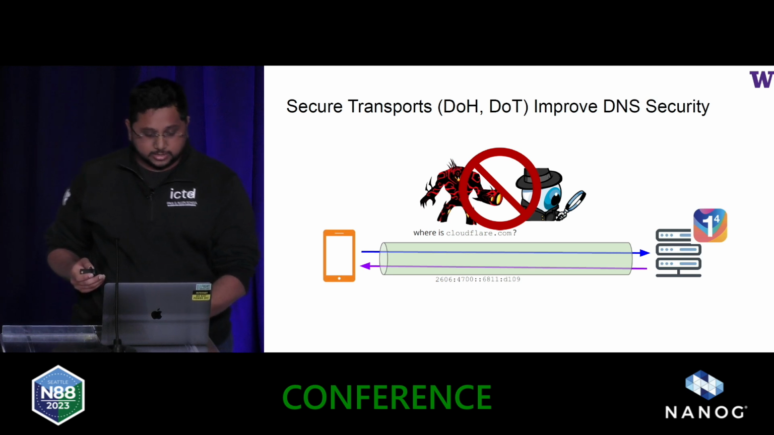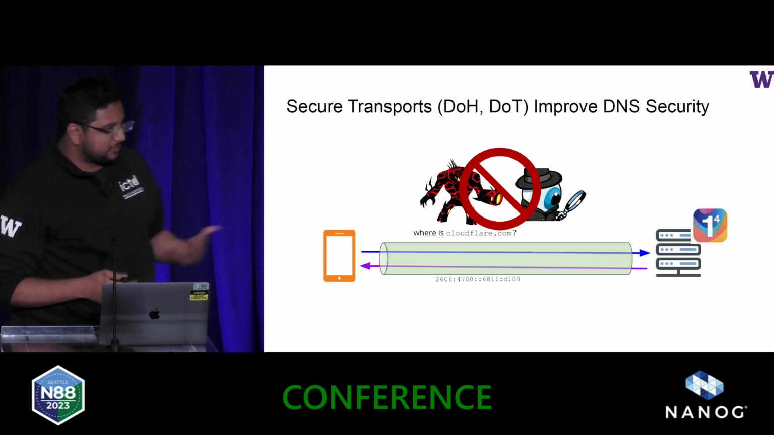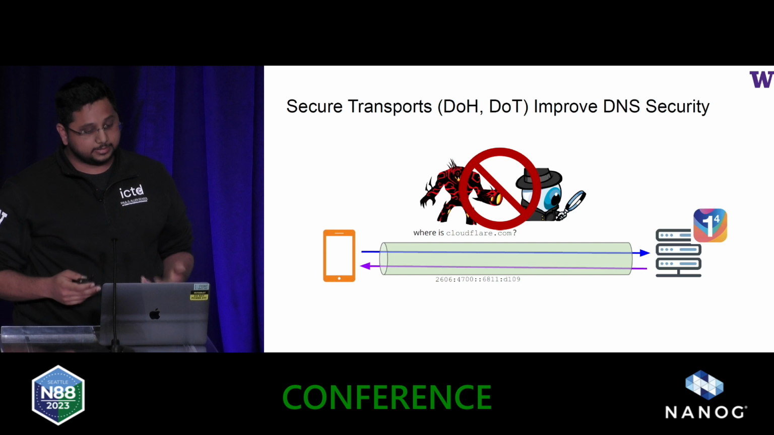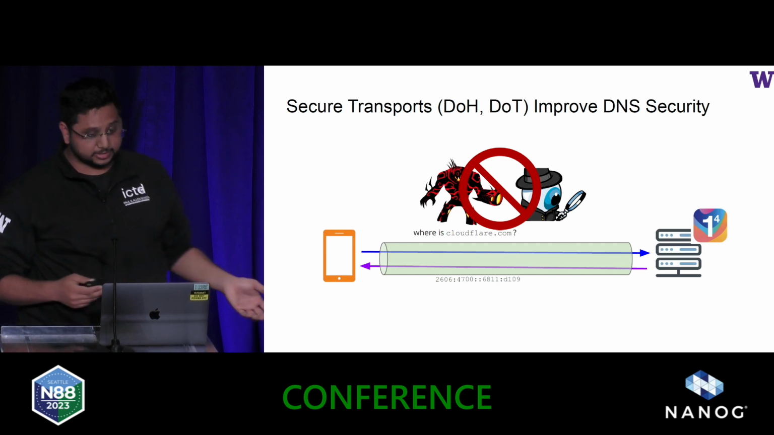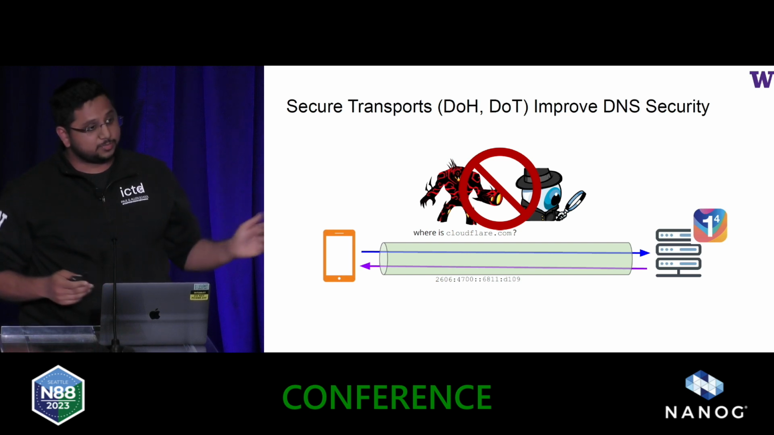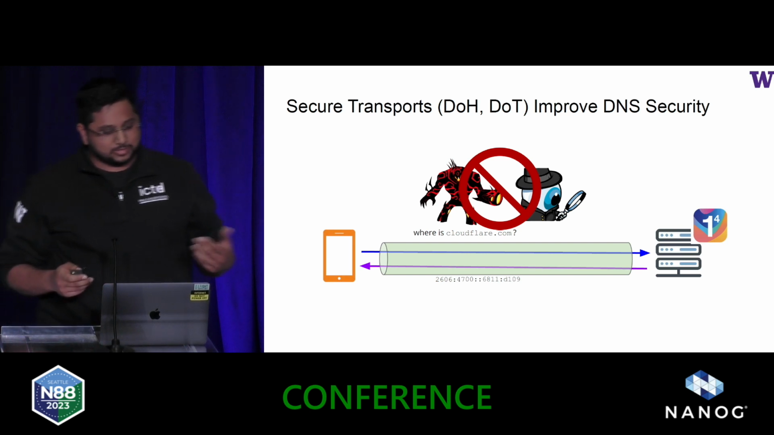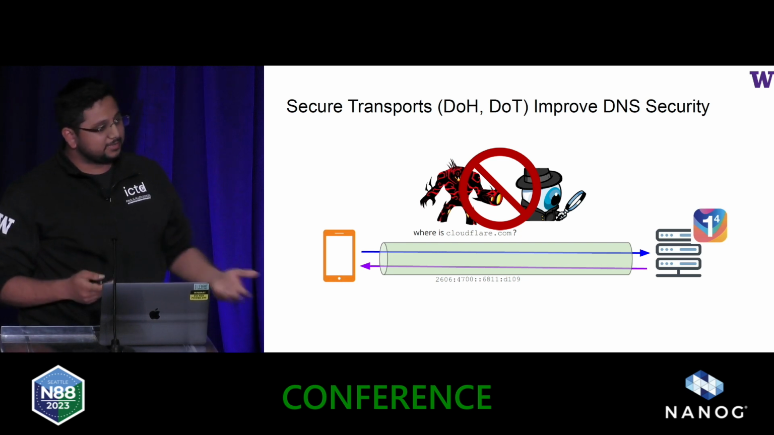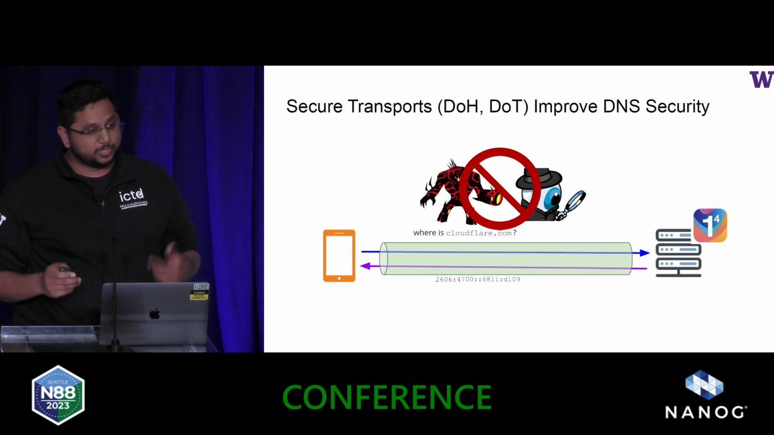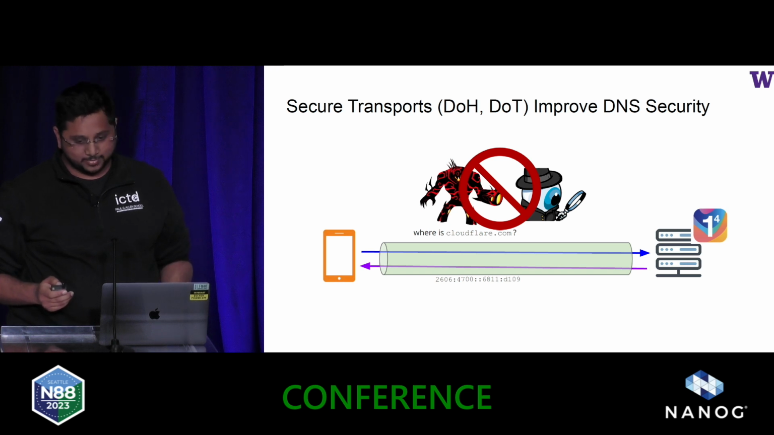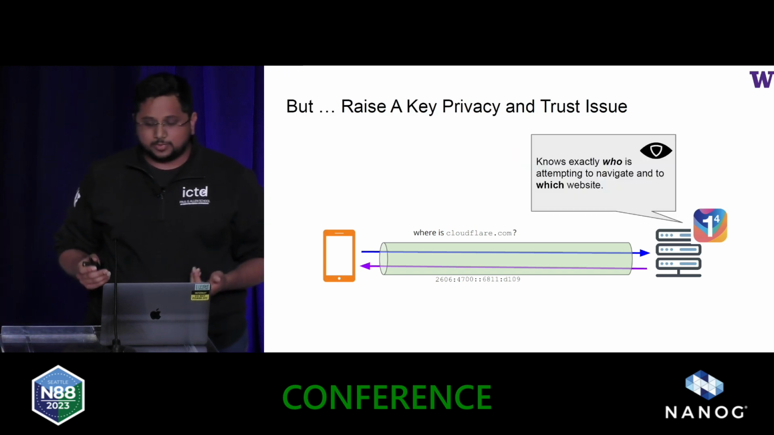And the emergence of protocols like DNS over HTTPS or DNS over TLS address some of these challenges by creating a secure transport channel between the client and the resolver. But this is not really enough, because while it protects us from network adversaries, it opens up challenges for privacy. So why does this happen?